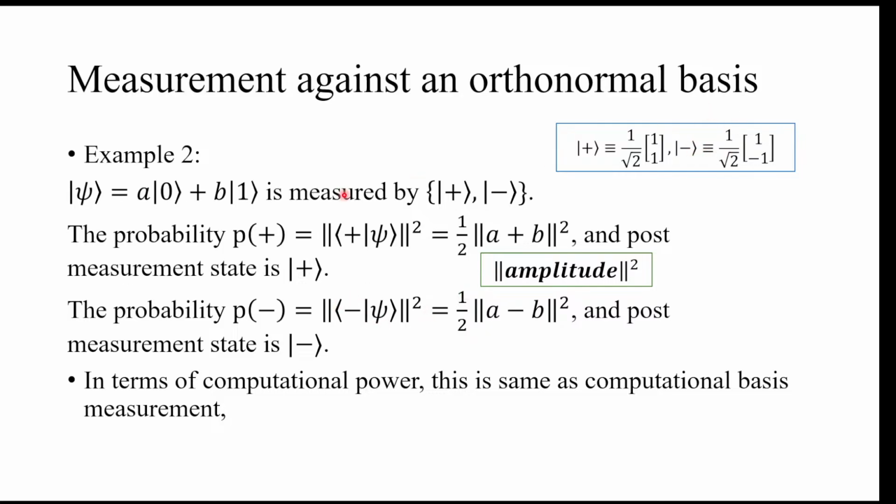And then similarly, the probability of getting the minus outcome state is the absolute value squared of this minus vector inner product with this vector. And now you have a minus here, so your B will get a minus sign. So you have 1 over root 2 times the absolute value of A minus B, squared.